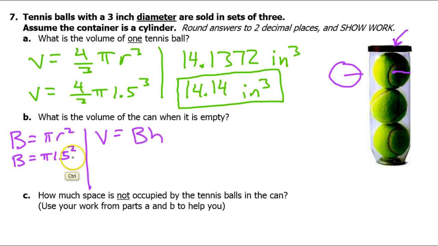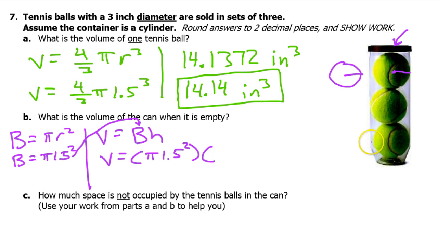I'm going to leave that just the way it is for right now. So this is going to be a nice expression for the area of the base. So the volume is going to be pi times 1.5 squared, the area of the base, times the height.